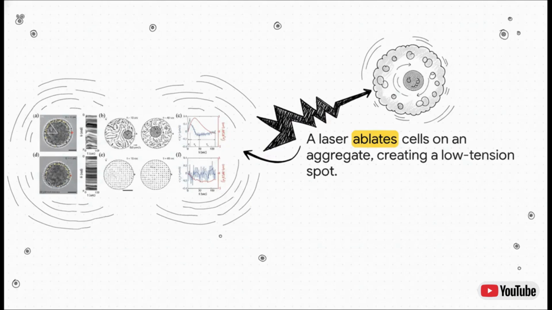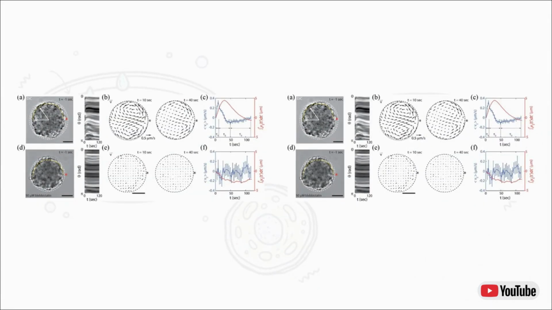So to find out, they took a small clump of cells called an aggregate, and they used a super precise laser to zap a few cells right on the surface. By doing that, they instantly destroyed the active motors in that one spot, creating a little patch of low surface tension. And the result? It was incredible. On the left, you can see the very moment the laser hits, the cells immediately start moving in this powerful, coordinated flow, pulling away from that spot.